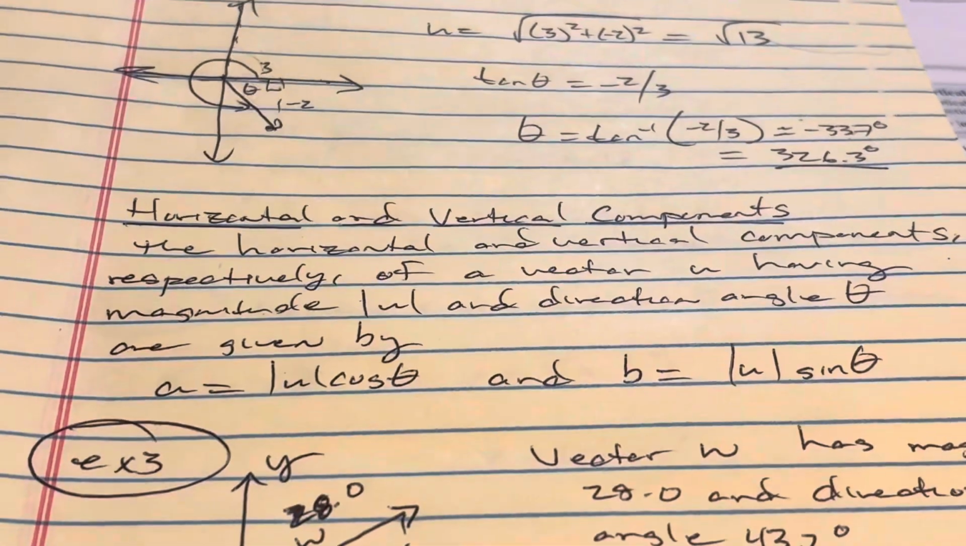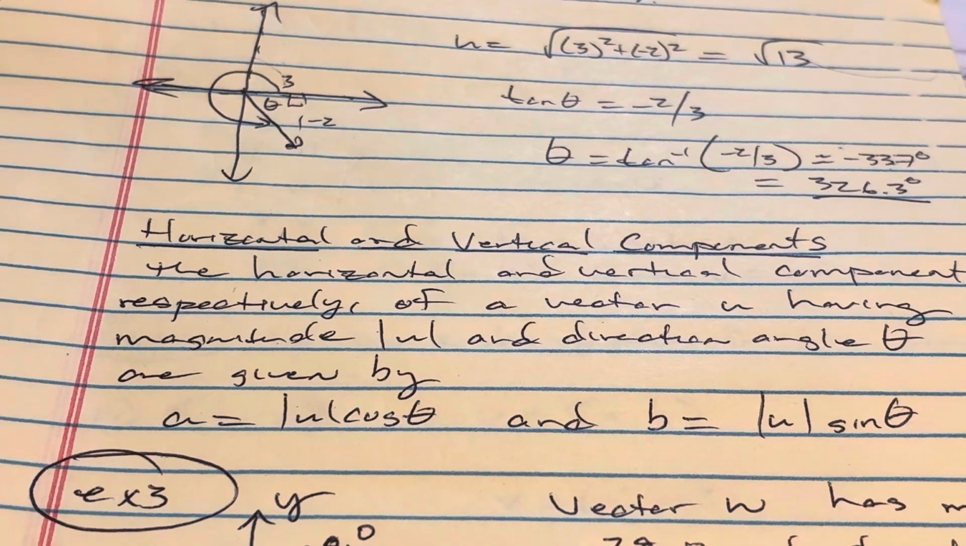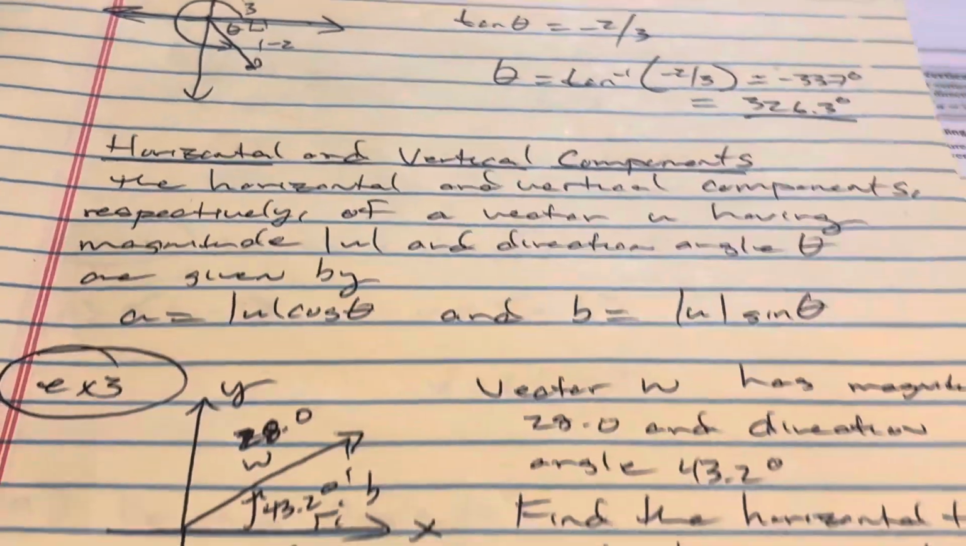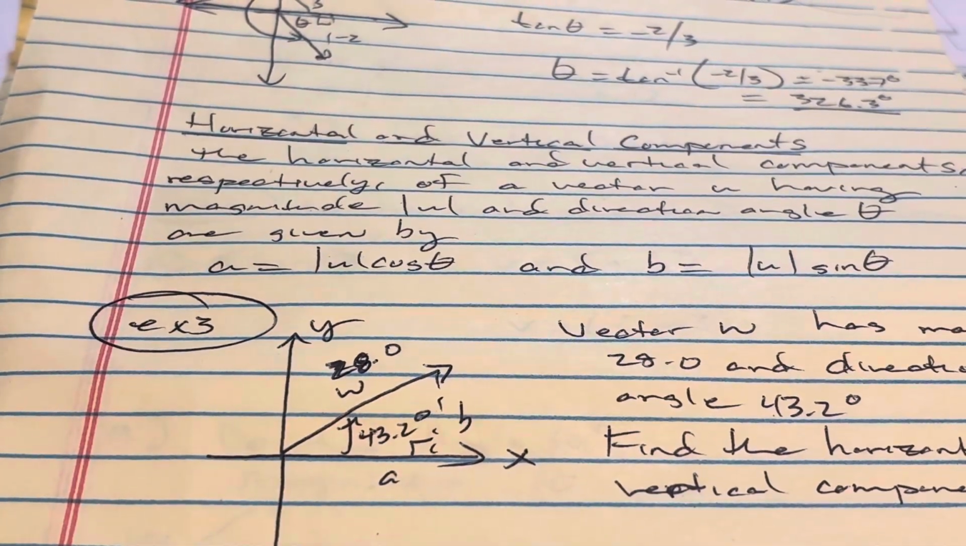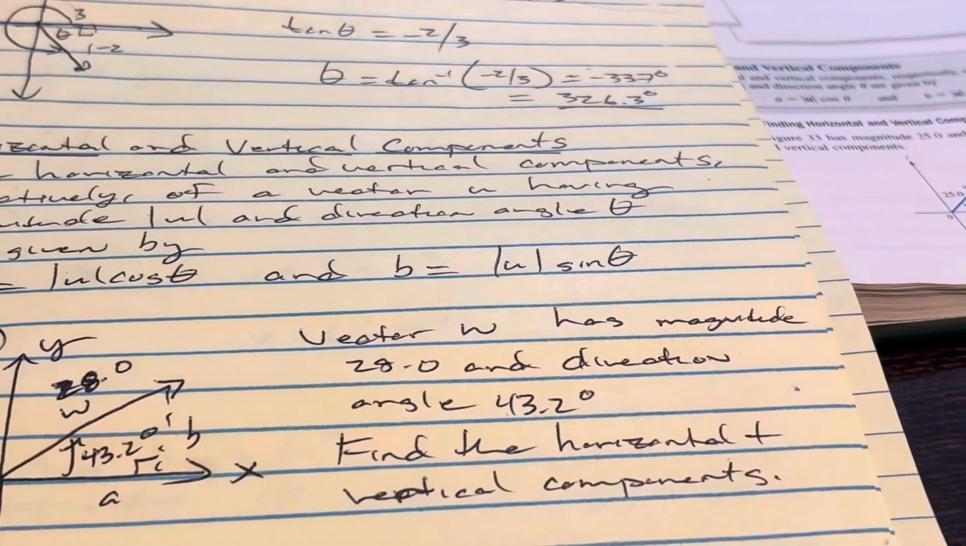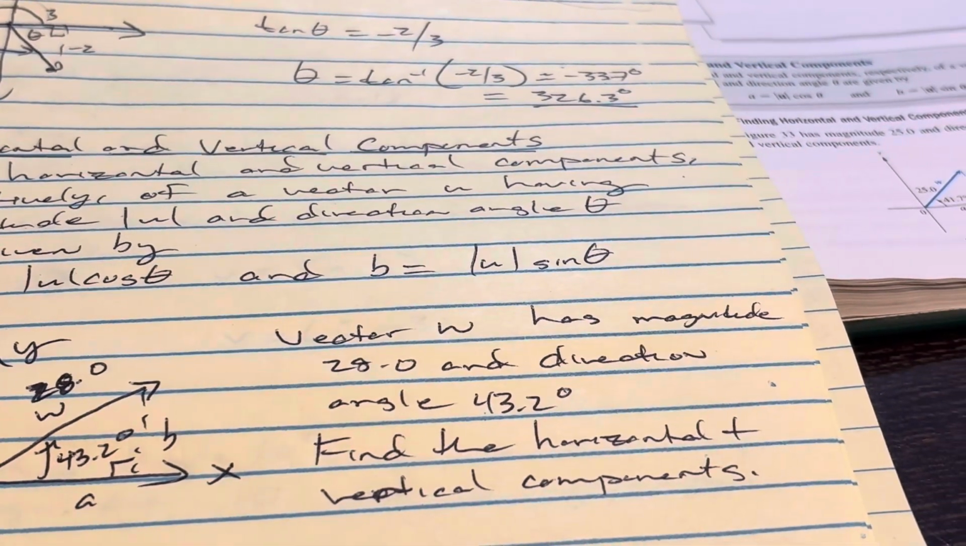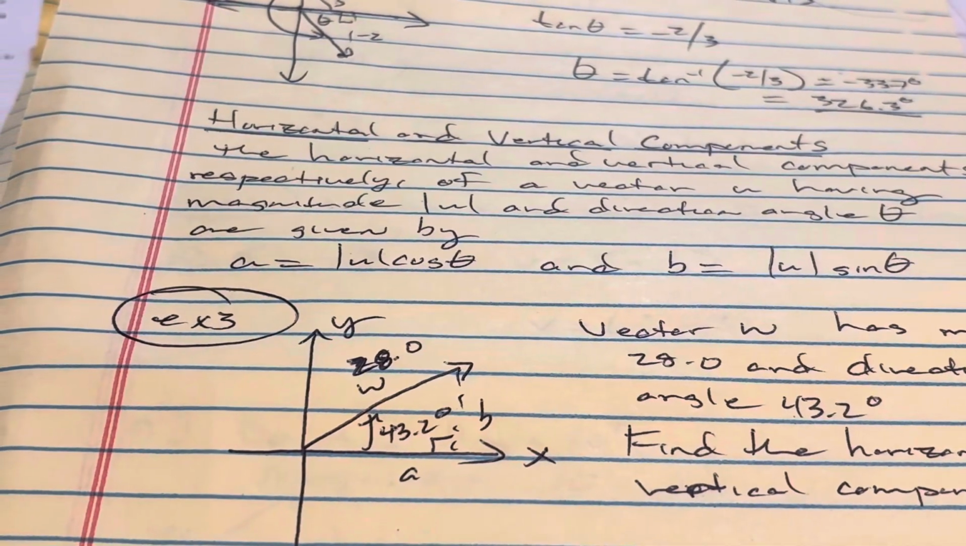The last thing we'll look at today: horizontal and vertical components. The horizontal and vertical components, respectively, of a vector U having magnitude U and direction angle theta are given by A is U cosine theta and B is U sine theta. A is the horizontal component, B is the vertical component. So vector W has a magnitude of 28.0 this time and a direction angle 43.2. Find the horizontal and vertical components.